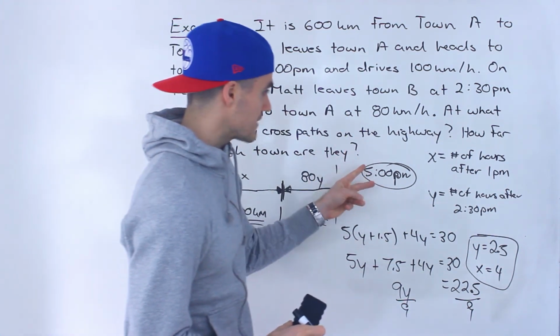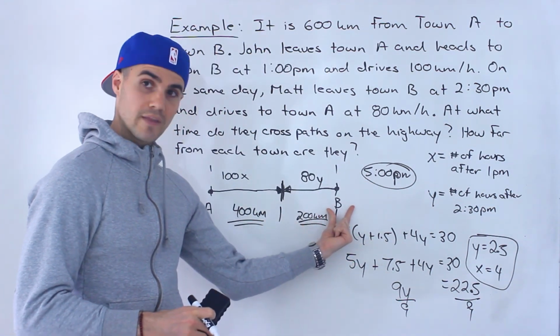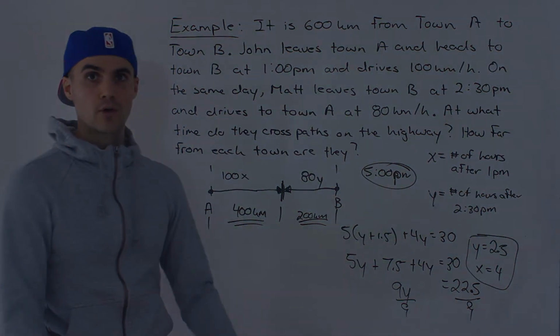Right? So they cross paths on the highway at 5 p.m. They're 200 kilometers away from town B when they cross paths, and they're 400 kilometers away from town A when they cross paths.